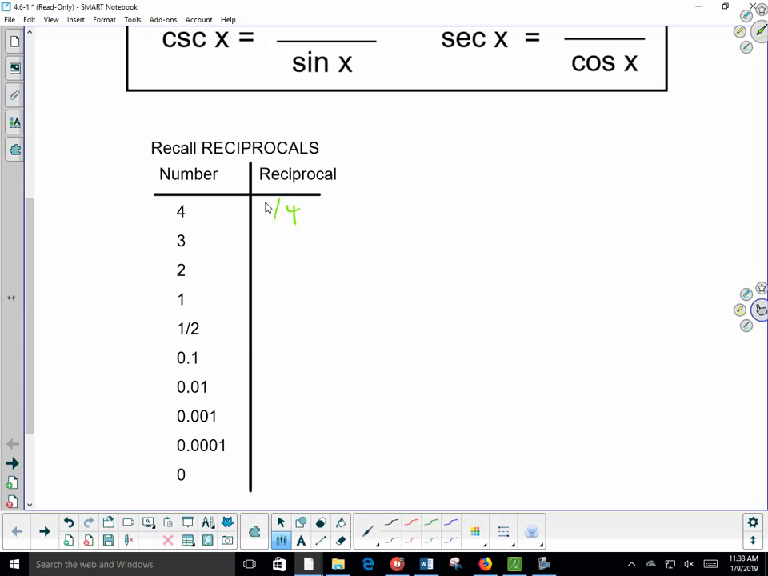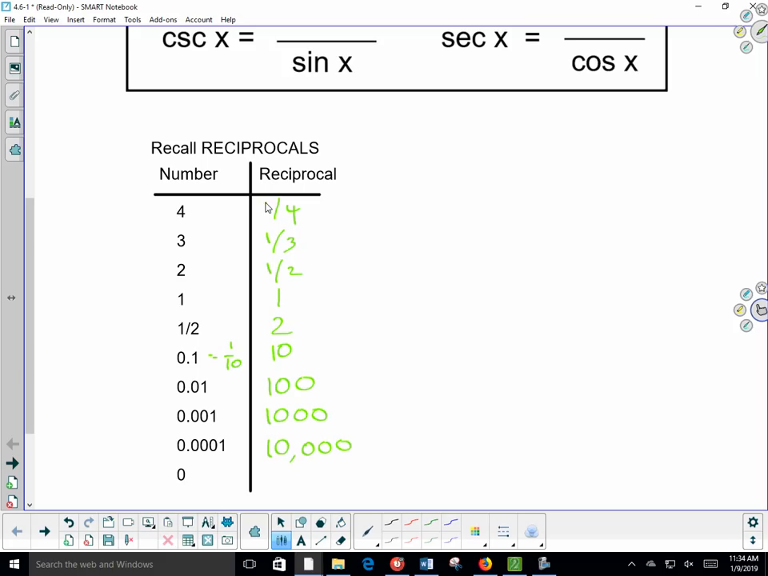The reciprocal of 3 is going to be 1/3. The reciprocal of 2 is 1/2. The reciprocal of 1 is itself, right? That's 1. The reciprocal of 1/2 is going to be 2/1, or 2. The reciprocal of 0.1, which is 1/10, would be 10. The reciprocal of 0.01, that's 1/100, so the reciprocal is going to be 100. 0.001 is 1/1000, so the reciprocal is going to be 1000, and you get the idea here. If it's 0.0001, then the reciprocal is 10,000.